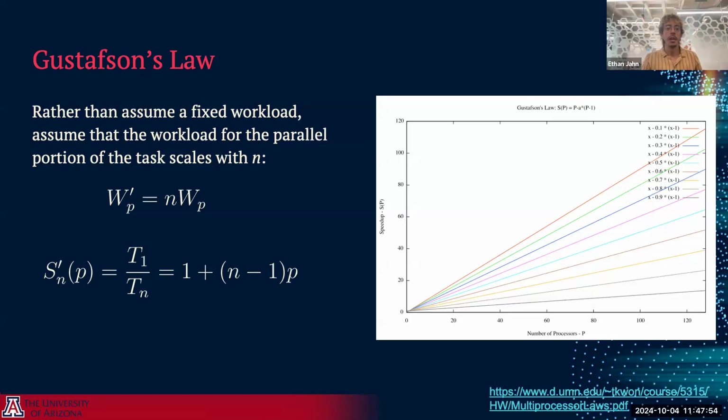Rather than assuming a fixed workload, we're now going to assume that the workload for the parallel portion of the task scales with the number of processors. So now the work being implemented is n times the parallel work that was there before. If you want to see a little more detail of the derivations and other explorations, I've included a link to a reference at the bottom there.